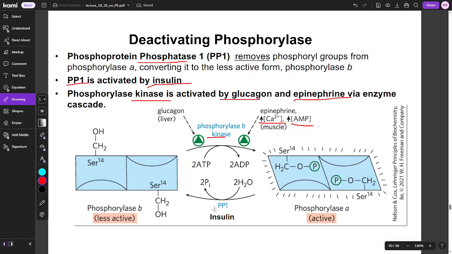And that's what insulin does with protein phosphatase 1. Insulin turns off the glycogen phosphorylase, right?